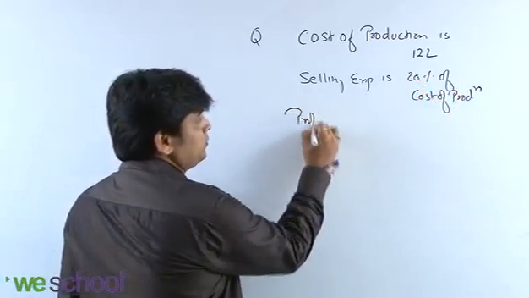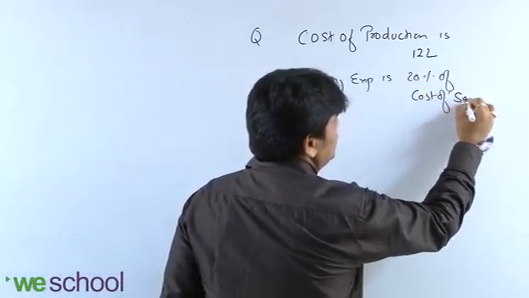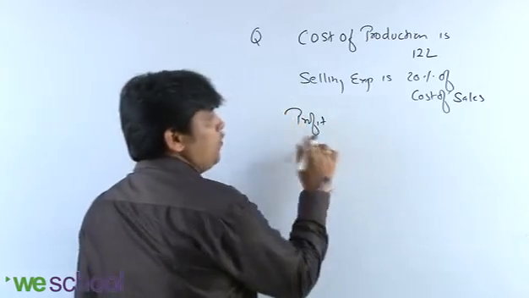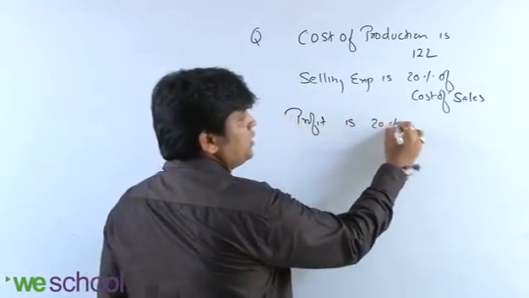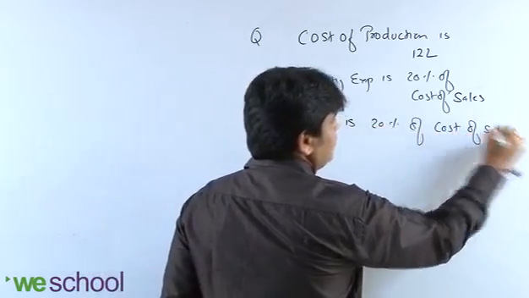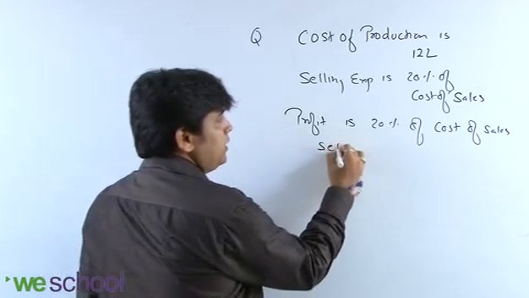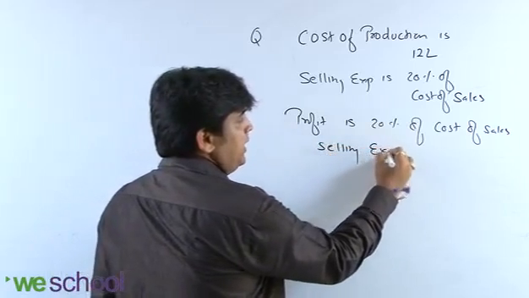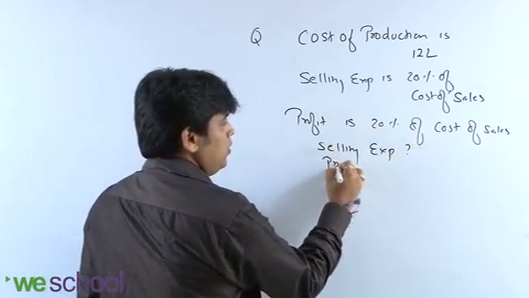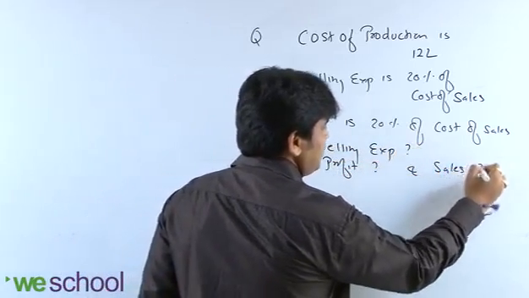Profit is, you can say not cost of production, cost of sales. Profit is 20% of cost of sales. Find selling expense, profit and sales.